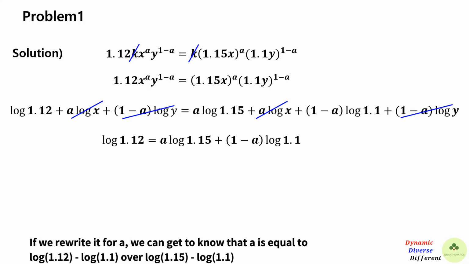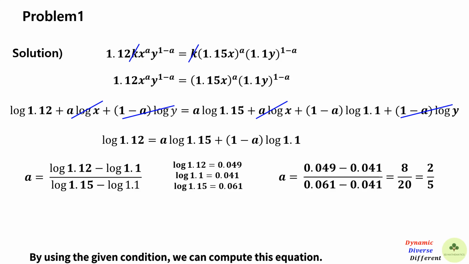If we rewrite it for a, we can get to know that a is equal to log 1.12 minus log 1.1 over log 1.15 minus log 1.1. By using the given condition, we can compute this equation. So a is equal to 2 over 5. That's the solution to the problem. Is it okay? If it's clear, then let's move to the next problem.